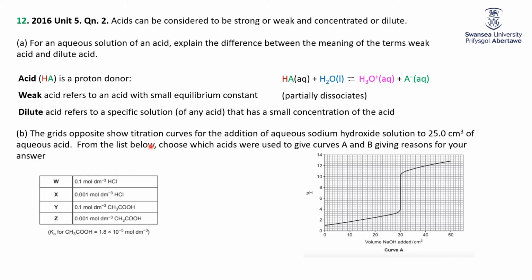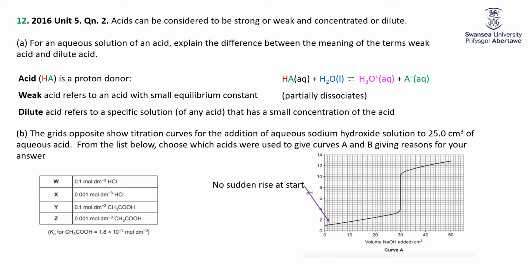So the grids opposite show titration curves for the addition of sodium hydroxide to 25 cubic centimeters of aqueous acid. From the list below, choose which acids were given curves A, which is here, and B, which is on the next slide, giving reasons for your answer. Well, let's look first of all at curve A. You can see that we start with an acid. We go up, we neutralize it going through the equivalence point, and then up here, we've got rid of all the acid. Every bit of base we add just makes the solution more basic.